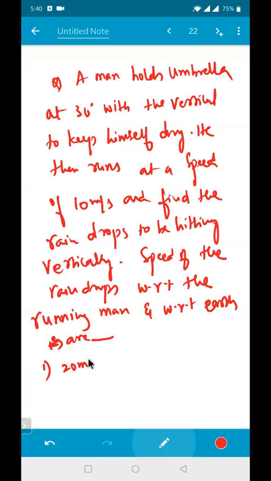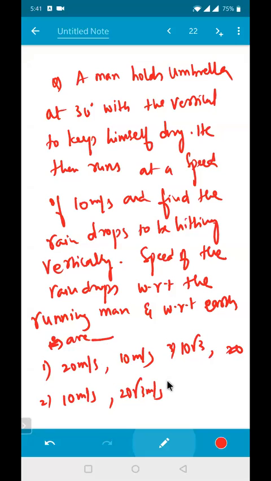First option is 20 meter per second, 10 meter per second. Second option is 10 meter per second, 20 root 3 meter per second. Third option is 10 root 3, 20. And fourth option is 20, 10 root 3. Units are already the same, velocity in meter per second. The reason for writing this question is, by the time you take the data, try to see how far you are able to recollect the formula and get the answer for that.